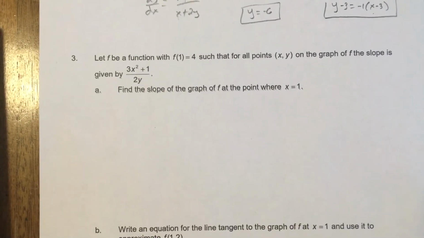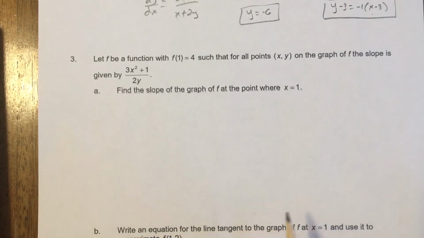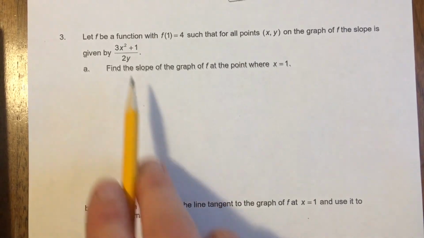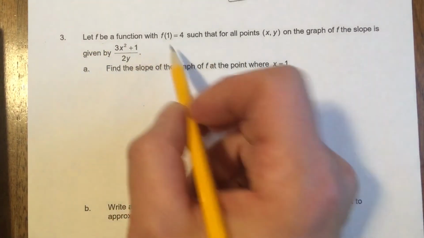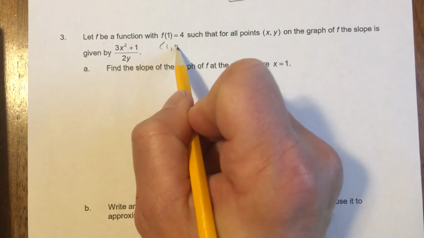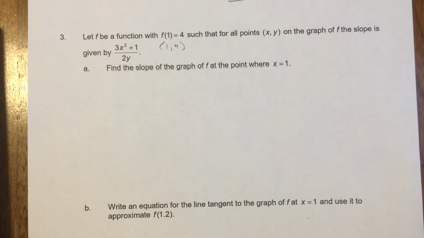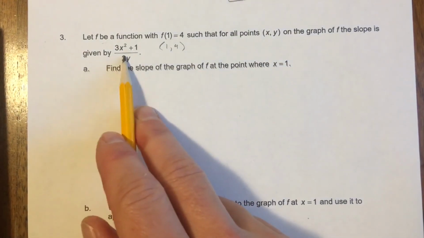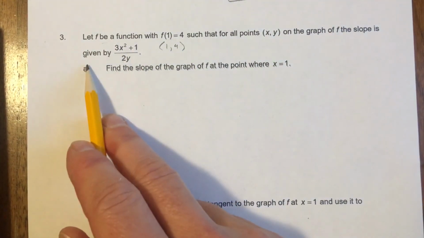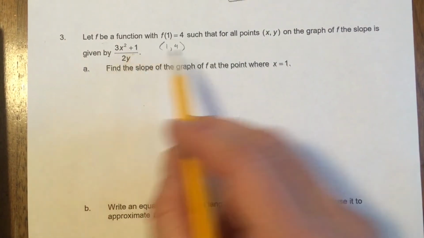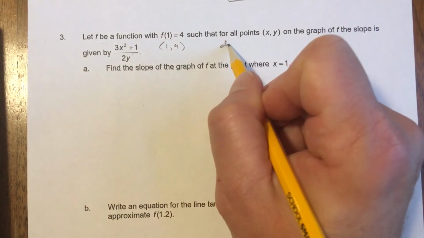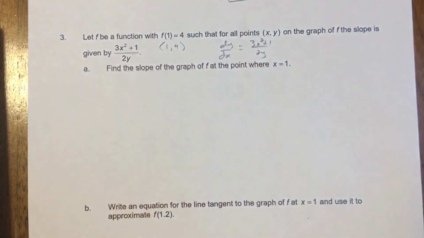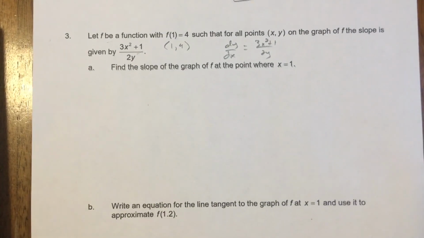Now, number 3 is worded really weirdly. It makes you feel like you have a lot of work to do, when in actuality, it's giving you most of the information here. It says, let f be a function so that f(1) equals 4. Right away, that means the point (1, 4) is on that curve. And such that for all points on the graph of f, the slope is given by this. Well, if the slope of the tangent is given by this, that means this is the derivative. What they're telling you is dy/dx is equal to (3x squared plus 1) over 2y. Now, they didn't say that, but that's what they gave us.